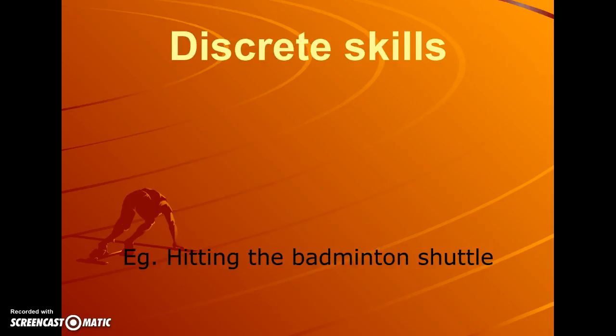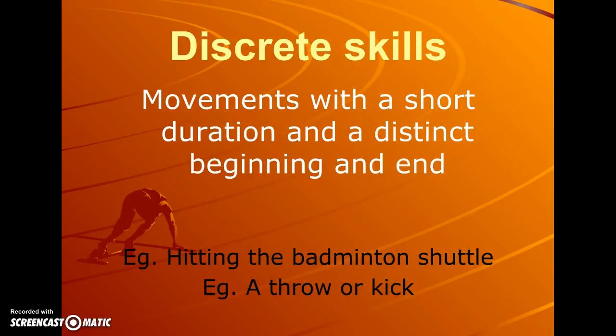A discrete skill is considered to be movements which have a distinct beginning and an end and are usually performed over a short period of time. So examples include hitting a badminton shuttle or a throw or a kick in any number of different team sports.